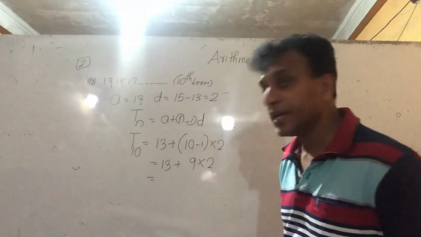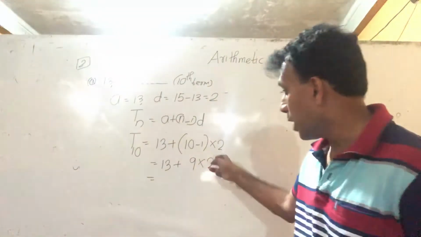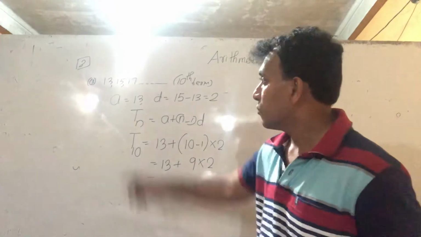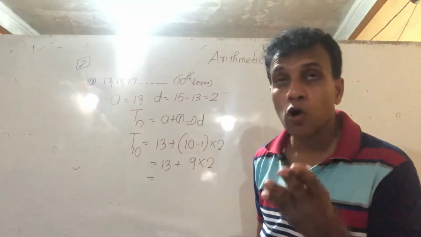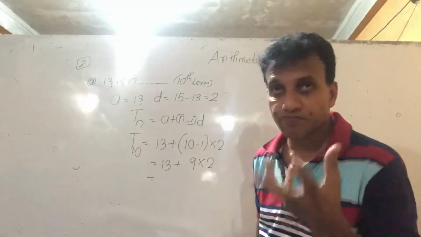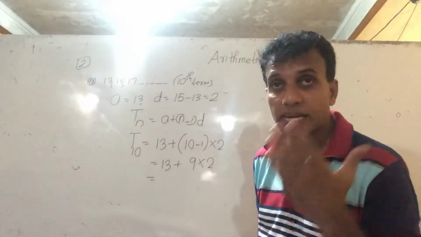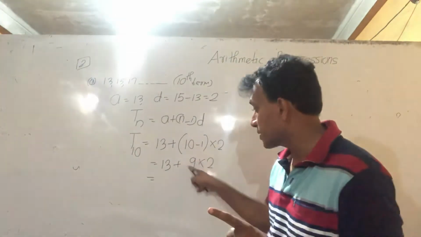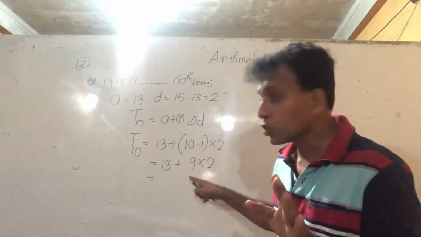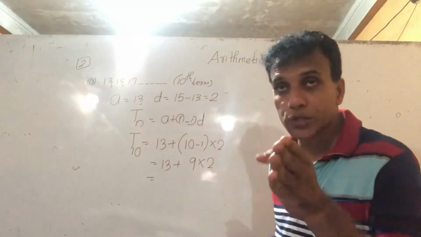13 plus 9, 22, double 44. If you go like this, the 10th term is 44. But that is wrong. I am showing that general common error, international errors those. Because of why? Multiplication first. Multiplication first, don't go in order. BODMAS rule, right?